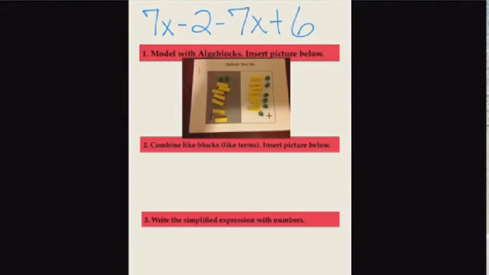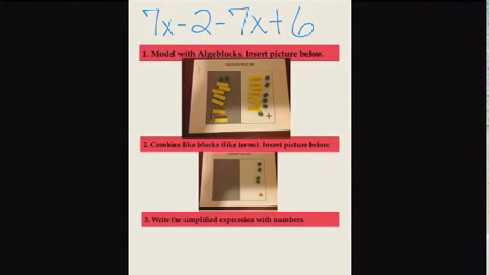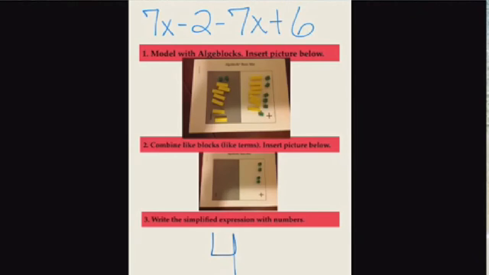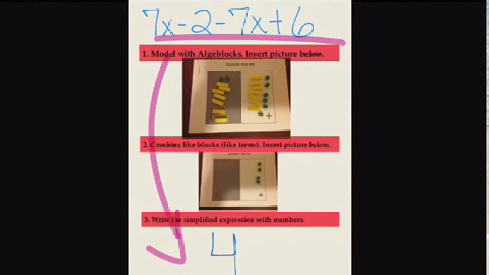Let's go ahead and take a picture of that. Okay, we've got our picture. Last thing, write the simplified expression with numbers. Woo, this is an easy one. It is 4. That's right, ladies and gentlemen. Our expression went from this long thing up here to 4. See, simplifying expressions makes your life easier.